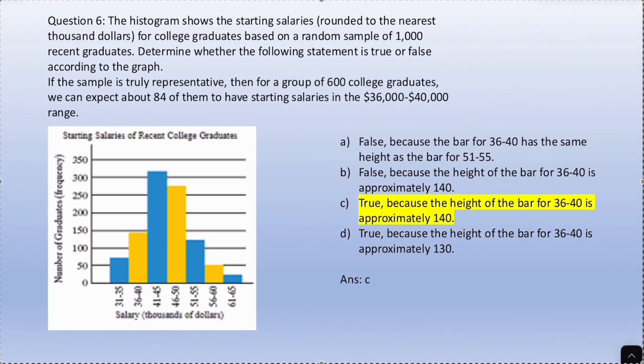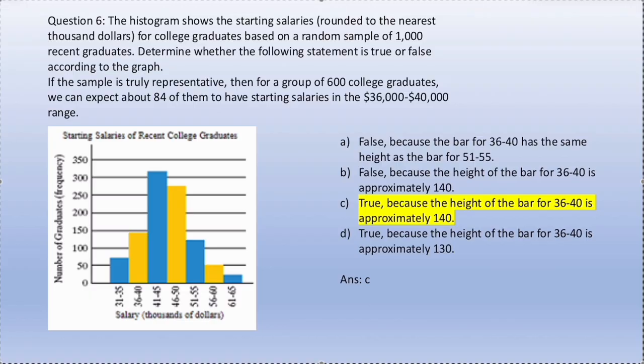Okay. Next, we're going to do question 6 about a histogram. The histogram shows the starting salaries rounded to the nearest $1,000 for college graduates based on a random sample of 1,000 recent graduates. Determine which of the following is true or false according to the graph.